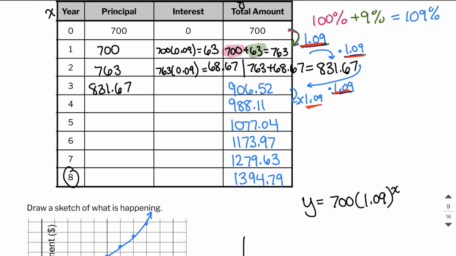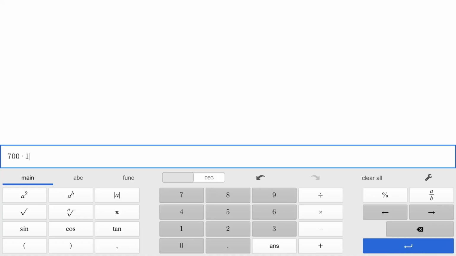So for example, here, after 8 years, I would be multiplying it by 1.09 to the power of 8. Let's try this: 700 times 1.09 to the power of 8. So you get this value, $1,394.79.